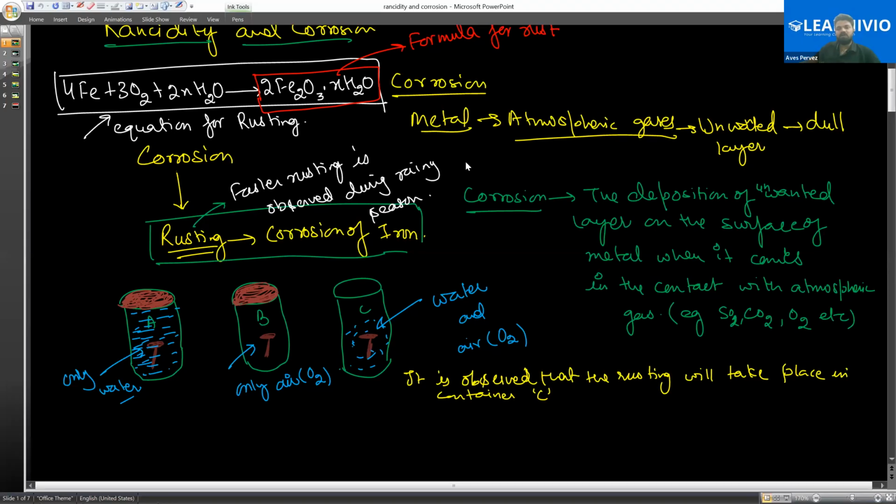Are you writing, sir? Note this one: the deposition of unwanted layer on the surface of metals when it comes in contact with the atmospheric gases such as carbon dioxide, sulfur dioxide, we call it corrosion.